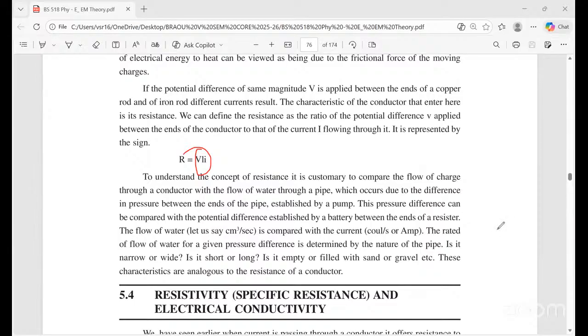You can go for R equals V by I. So this is Ohm's law. V is measured in volts and I in amperes. Volts per ampere is nothing but an ohm. It was named after Ohm, and on his name we give the unit for resistance, which is the ohm.